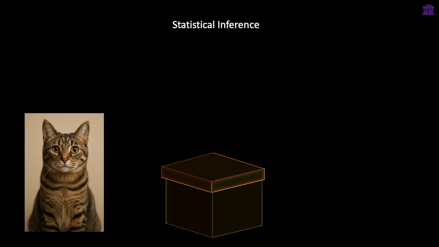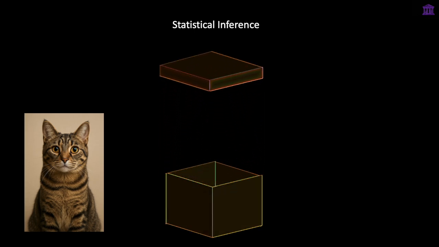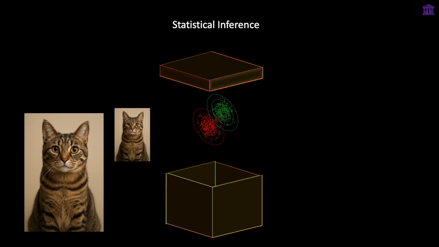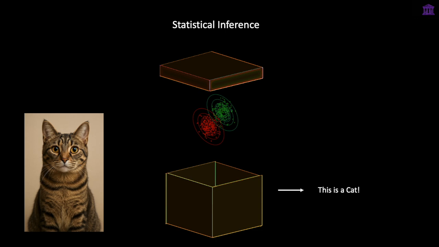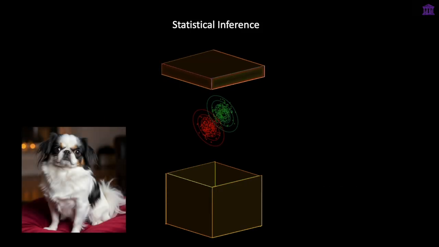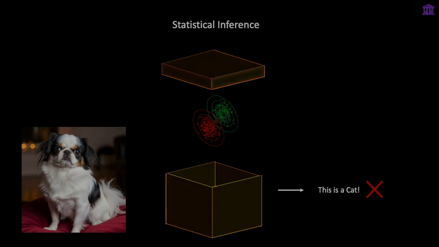When we feed it this cat, the internal mechanism maps the image features to its known distributions. Because the image aligns perfectly with the cat cluster, the box confidently outputs the result, cat. This is statistical inference working as intended. However, statistical inference isn't perfect. If we provide an image of a small dog that shares many visual features with a cat, the mechanism might map it to the wrong distribution. It sees the small size and the fur, moves it to the center of the cat cluster, and incorrectly outputs cat. This highlights a key challenge. The inference is only as good as the distributions we have defined.